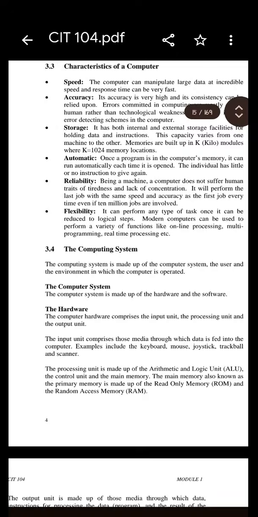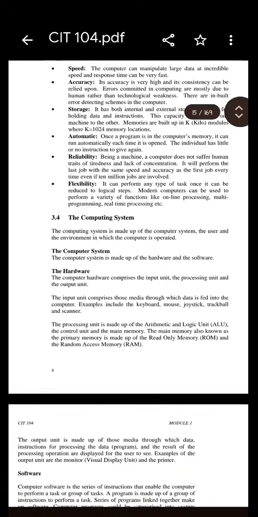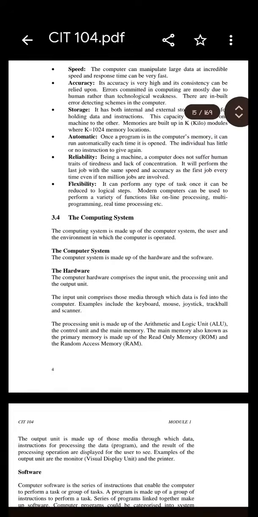A computer itself is only one part of the computing system. The computing system is made up of three different parts: the computer, the user, and the computing environment.